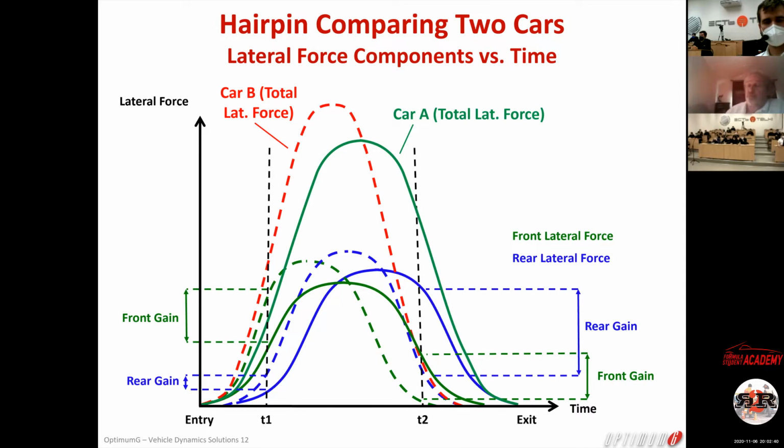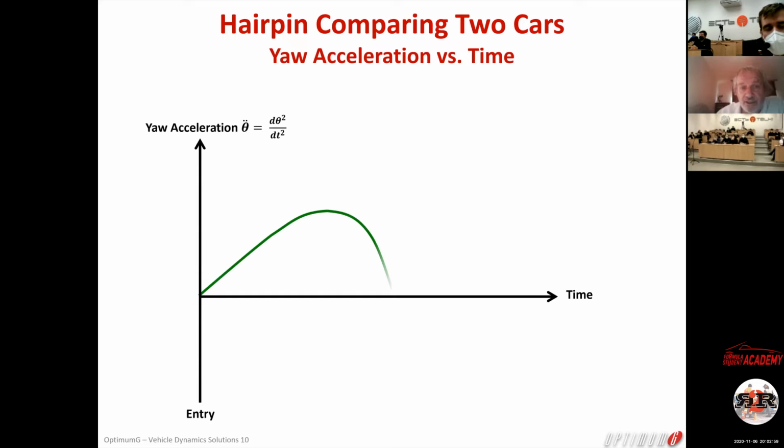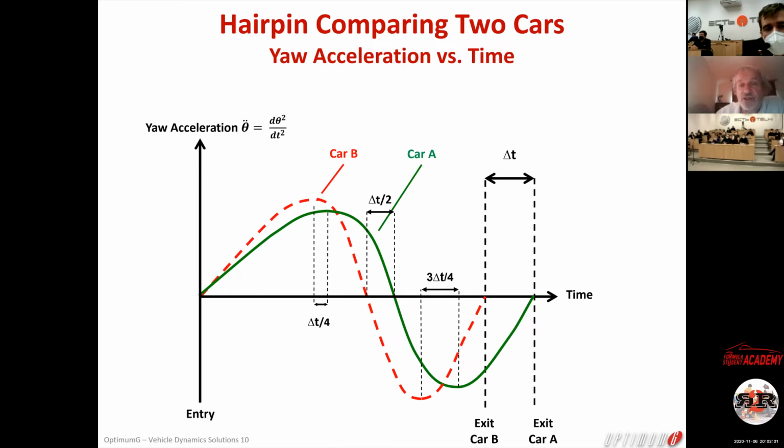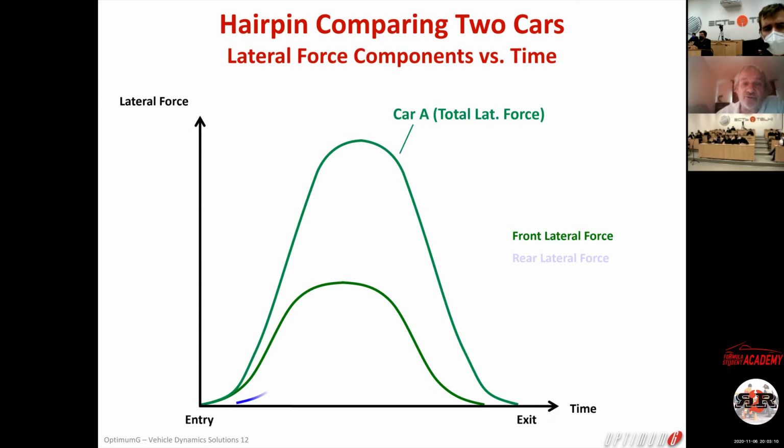How do you get that? More downforce, better tire temperature, better camber, better slip angle, better Ackermann, better weight transfer, and so on. So you need more grip. But if you want to go faster, you also need more yaw moment. In other words, you need to rotate the car much quicker. And how are you going to create the yaw moment? By looking at the difference between the front and the rear grip.